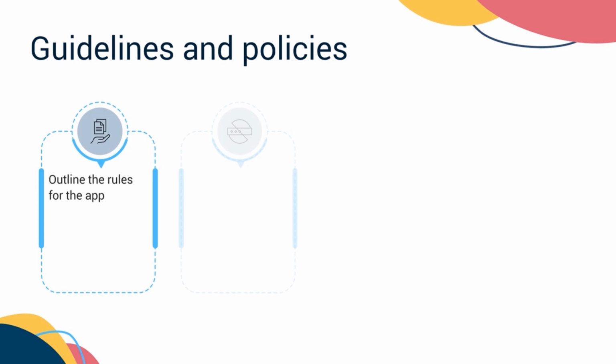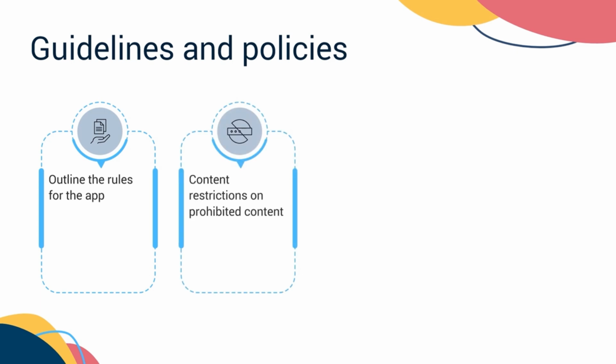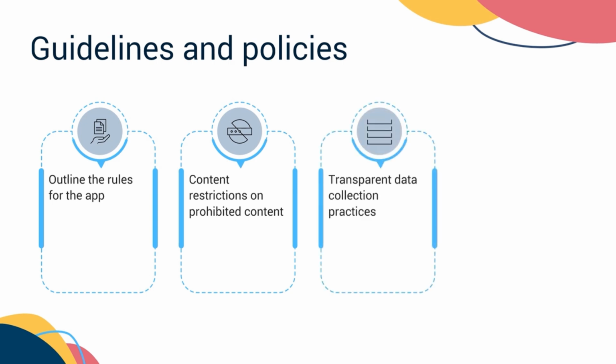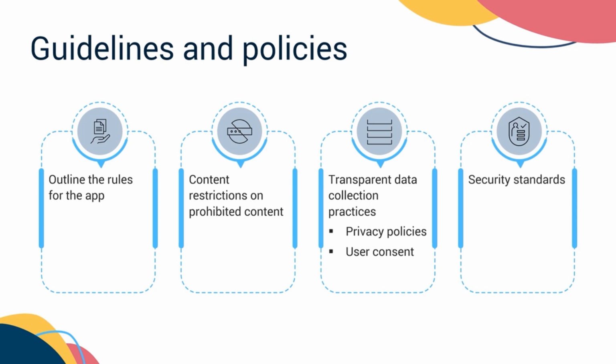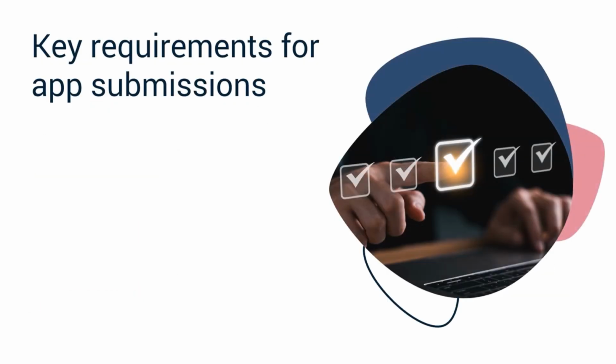Both stores have strict content restriction guidelines on prohibited content, such as hate speech, violence, and explicit material. Apple and Google require apps to be transparent about data collection practices, including providing privacy policies and obtaining user consent where necessary. Both platforms expect apps to maintain high security standards, including secure data transmission and protection against unauthorized access.